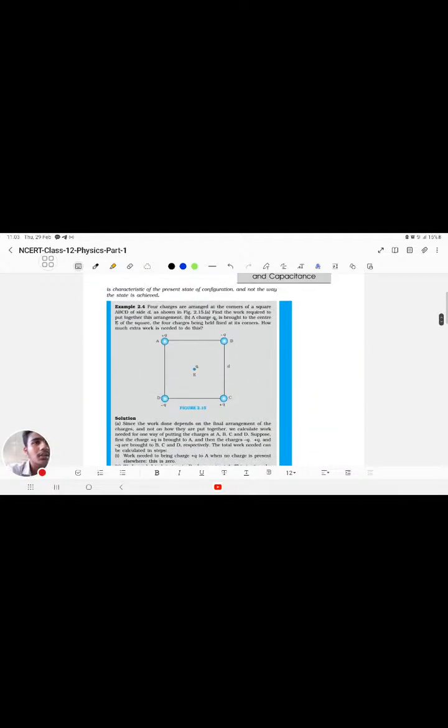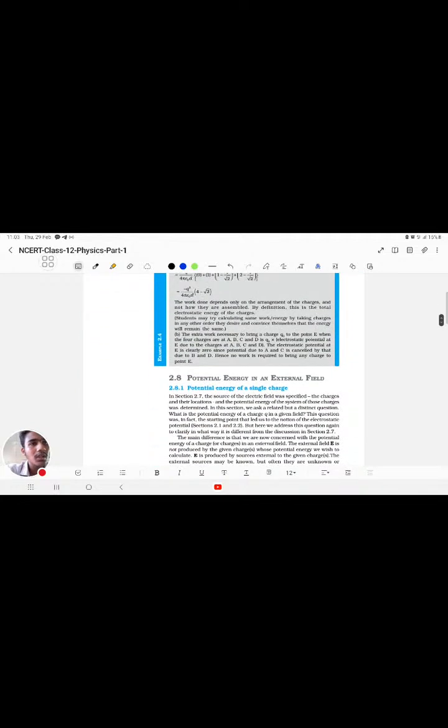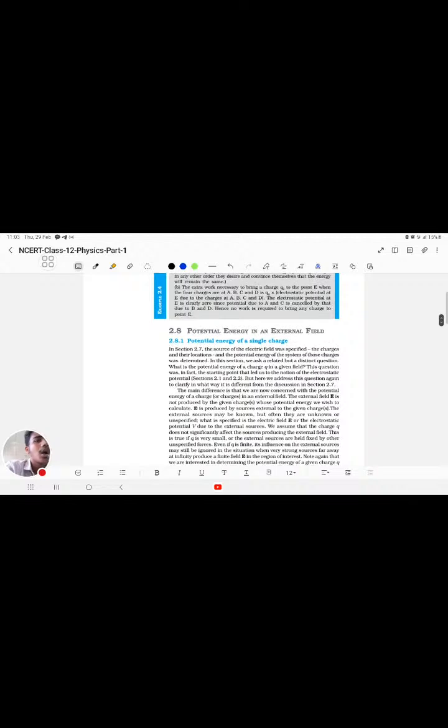So it is really important for the calculation to be done properly, such that no mistakes are made. Next, what they are asking is that a charge q0 is brought to the center E of the square, the 4 charges being held fixed. How much extra work is needed? Basically it is the potential due to this configuration at position E multiplied by the amount of charge we are going to bring. So no work is required for bringing any charge to point E. The electrostatic potential at E is clearly 0, since the potentials due to A and C cancel, and those due to B and D cancel. Okay, then great.